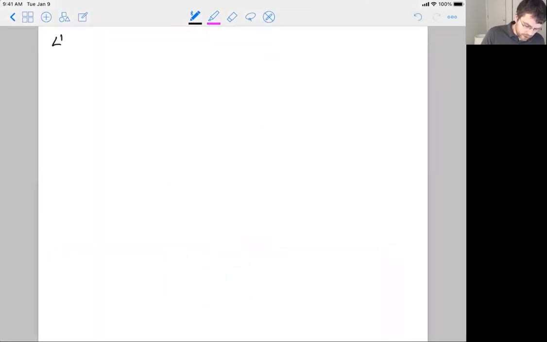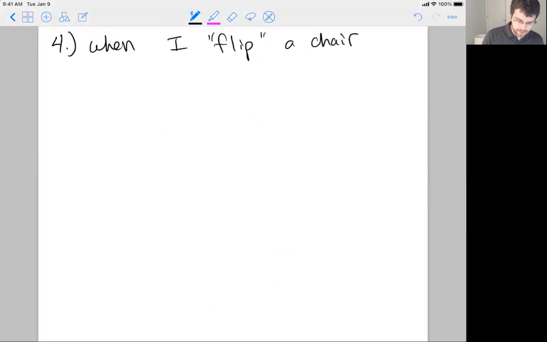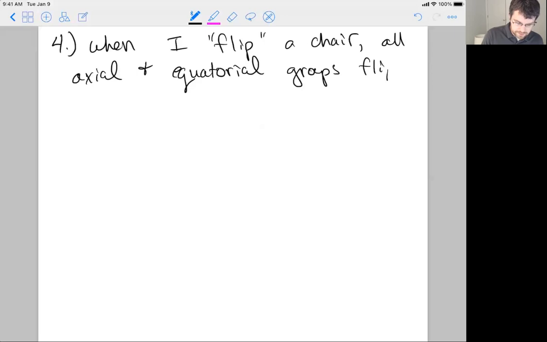So now point 4 has to do with the 2 versions of the chair structures. That is, when I flip a chair, all axial and equatorial groups flip. Okay, so when I flip the chair, all the groups flip. So what does that mean?